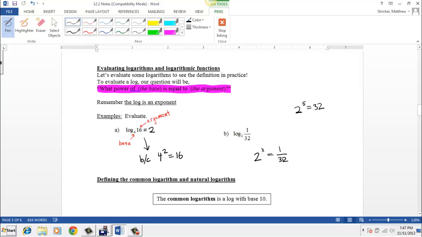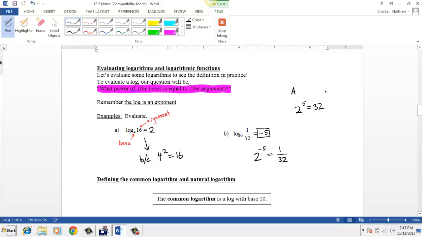So if we got 1 over 32, we know this needs to be a negative 5 power. So log base 2 of 1 over 32 has to equal what? It has to equal negative 5, because 2 to the negative 5 power equals 1 over 32.